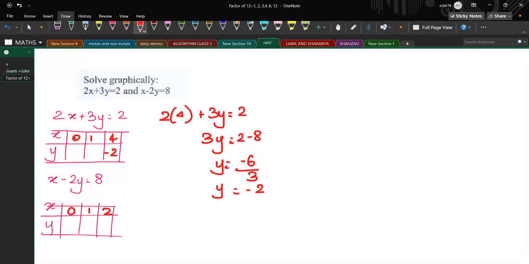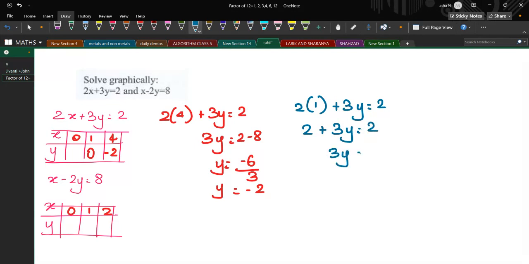Quite challenging. Okay, if I take 1, 2 ones are 2, coming to that side it will become minus, so it will be 0. Okay, I will show you what I did. 2 into 1 plus 3y which is equal to 2. So 2 ones are 2 plus 3y equals 2. So 3y is 2 minus 2, which is 0. So y is equal to 0 upon 3, which is 0. Clear?